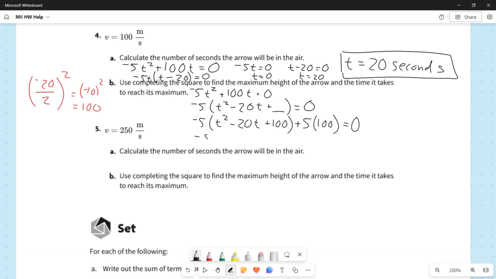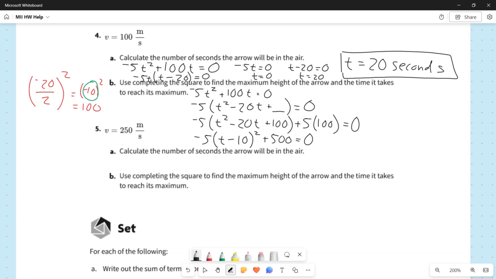When you complete the square, this simplifies to just t, and then the number that's going to go inside the binomial is this number right here. It's half of the middle term. So this becomes t minus 10, close parentheses, and now my squared is on the outside of the parentheses. Again, this is the process for completing the square. 5 times 100 is 500, and that equals 0.